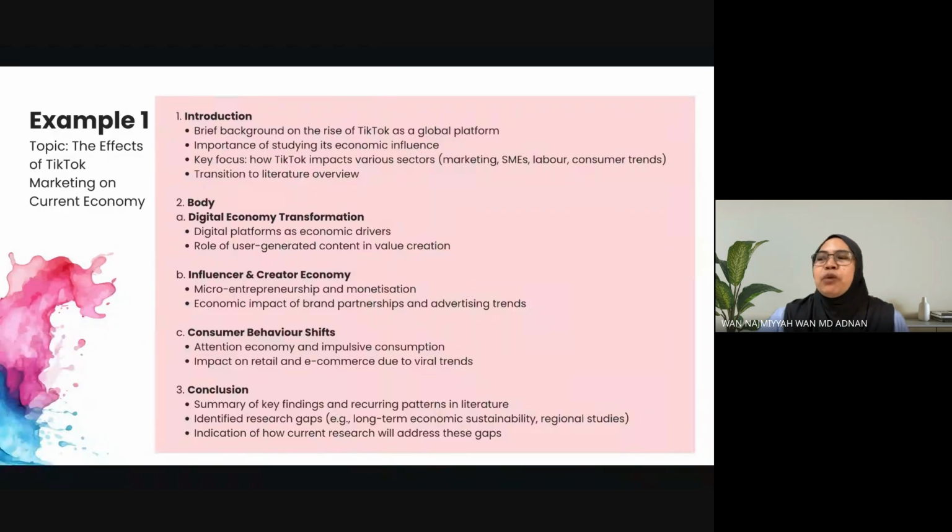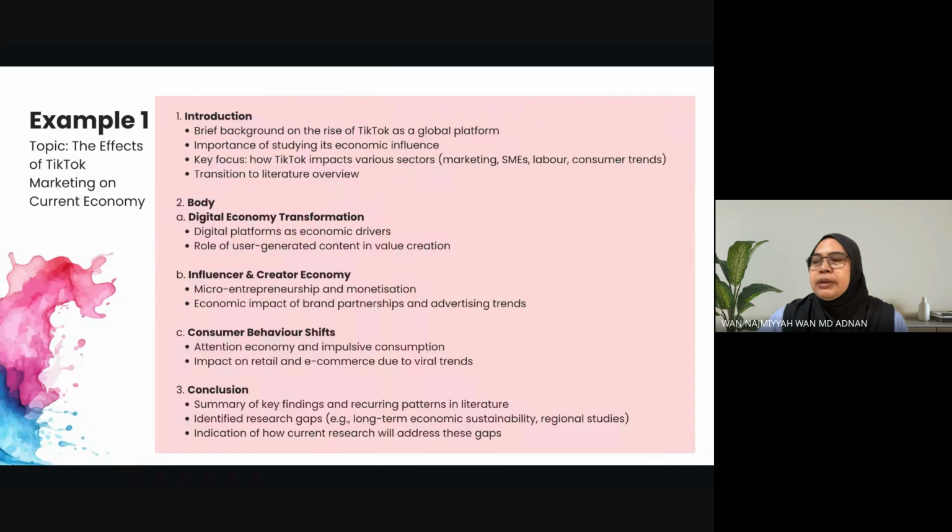And then in terms of body paragraphs, for example, I'm listing it here like 3 body paragraphs, but you can have more than that. If in your section you're going to discuss the effects of TikTok marketing and you have more than 3 paragraphs, yes, you can. Sometimes you can have like 10 paragraphs, 10 subheadings. So it depends on how many you are going to elaborate on in your literature review section.